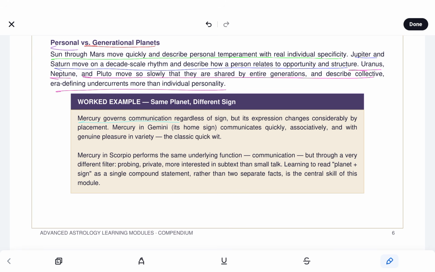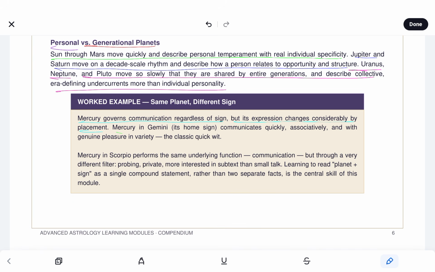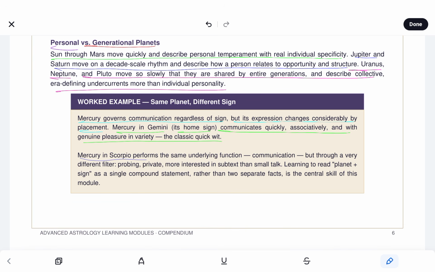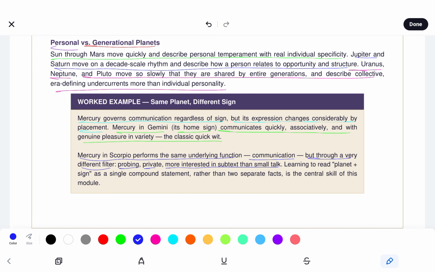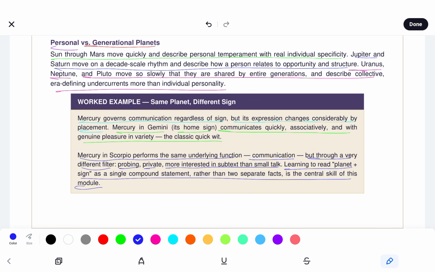Same planet, different sign. Mercury governs communication regardless of sign, but its expression changes considerably by placement. We see Mercury in Gemini, its home sign, communicates quickly, associatively, and with genuine pleasure and variety, the classic quick wit. But Mercury in Scorpio performs the same underlying function, communication, through a very different filter: probing, private, more interested in subtext than small talk. Learning to read planet and sign as a single compound statement rather than two separate facts is the central skill of this module.